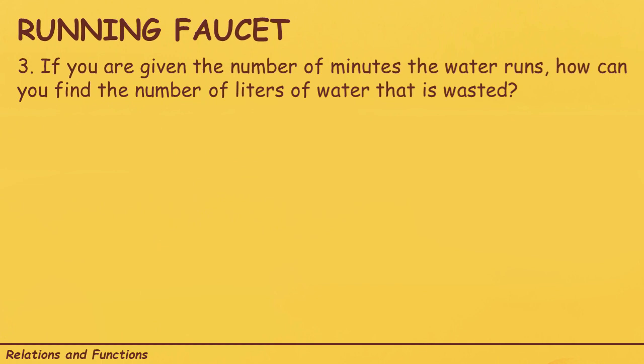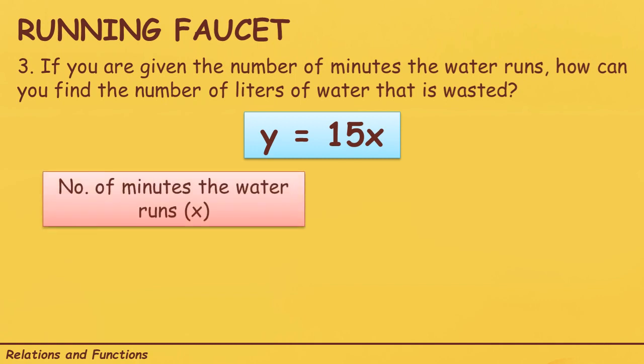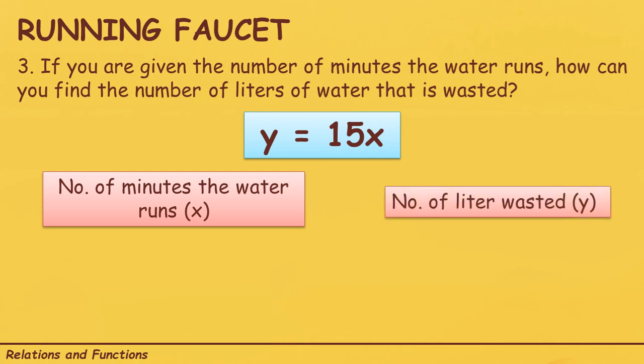Number 3. If you are given the number of minutes the water runs, how can you find the number of liters of water that is wasted? Okay, from our given problem, every minute we have 15 liters of water wasted. So we can say y is equal to 15x, wherein the number of minutes the water runs is represented by x and the number of liters wasted is represented by y.